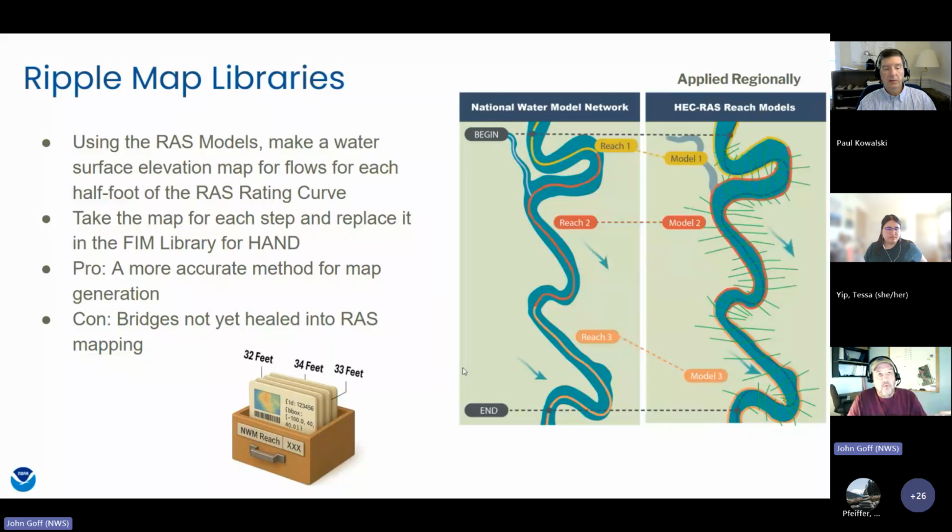They're in testing right now. They're going to be rolling these new methods out for portions of our area. It's going to have a more accurate method for map generation.